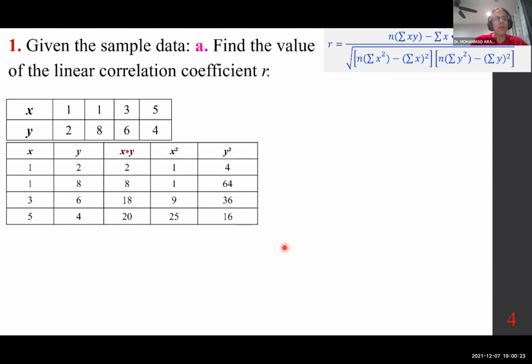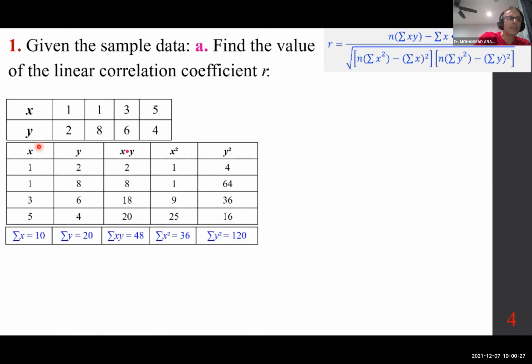Finally, we're going to make up a row and add them up. In other words, summation of x, that means 1 plus 1 plus 3 plus 5 gives us 10. The same thing happens for each and every one of the columns. So, notation-wise, this is summation of x, summation of y, summation of x times y, summation of x squared, summation of y squared.